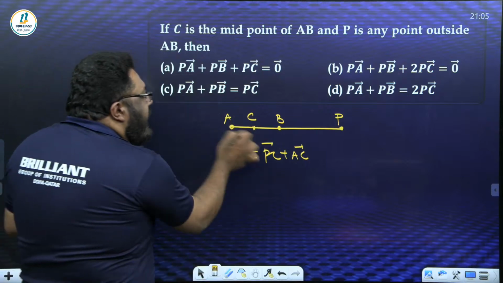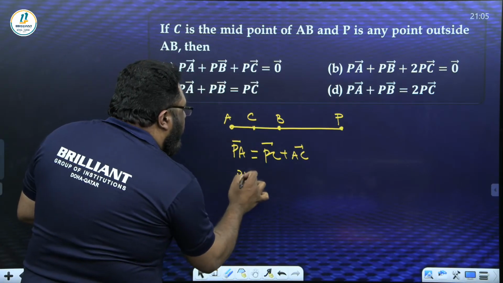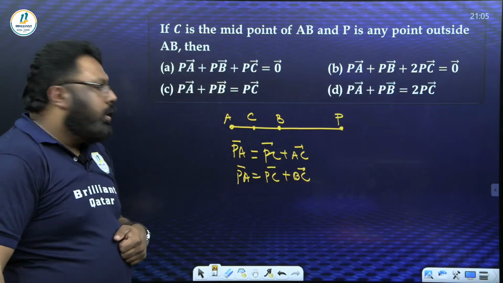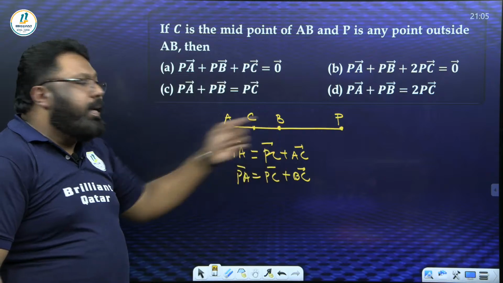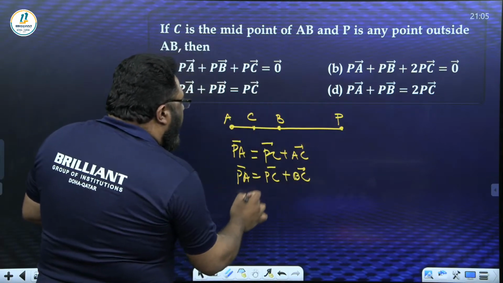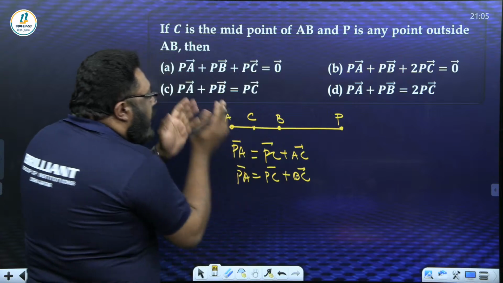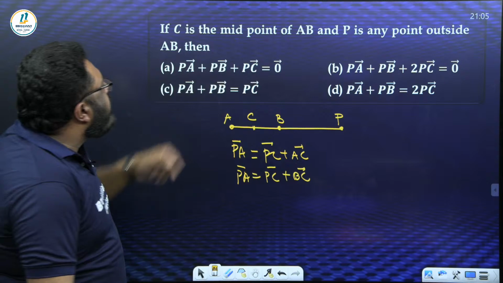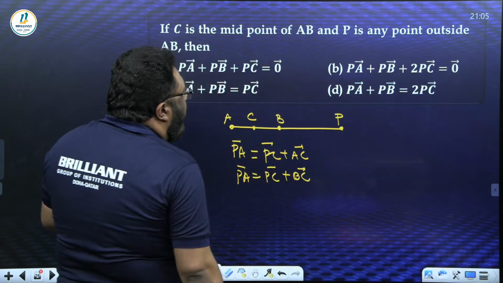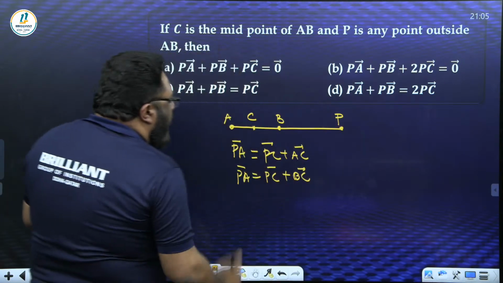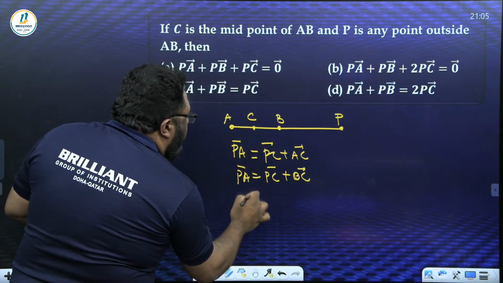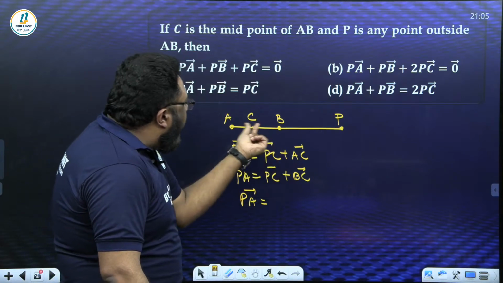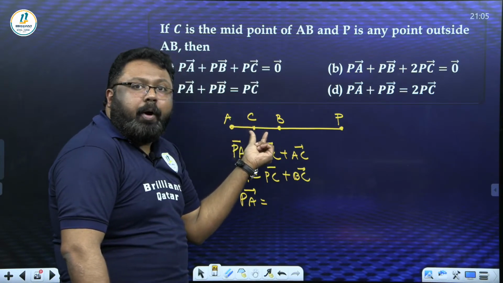PC plus AC, but C is the midpoint, right? So can I say AC is same as BC? PA equal to PC plus BC. Okay, so now I have PA equal to PC plus BC. Now how can I write BC here? How can I write the BC vector? All of you listen to this. I have C as the midpoint of AB, P is any point outside AB, so clearly it's obvious that PA equals PC plus AC, where AC is equal to BC because of the midpoint, correct?